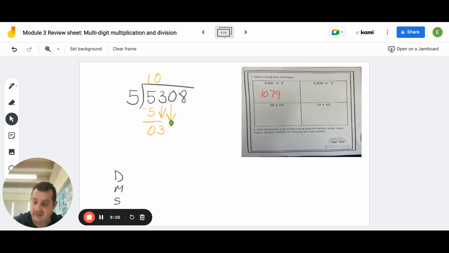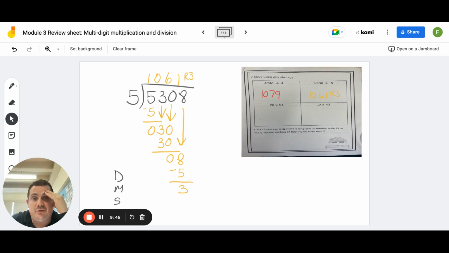Bring down this 0. Can 5 go into 30? Yes, it can. 6 times. 5 times 6 is 30. Subtract, 0. Bring down the 8. Can 5 go into 8? One time. 5 times 1 is 5. Subtract, 3. Nothing left to bring down. Remainder 3. So 1,061, remainder 3. Good. All right, won't use that color again.